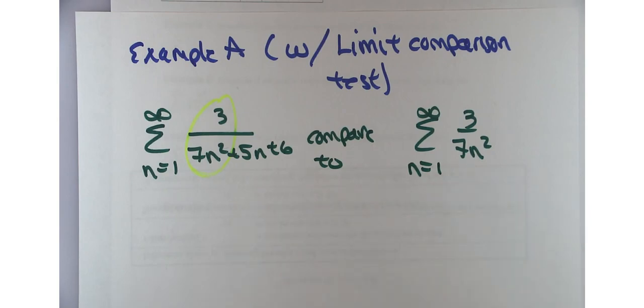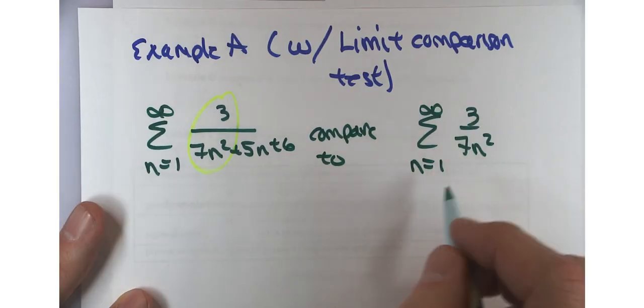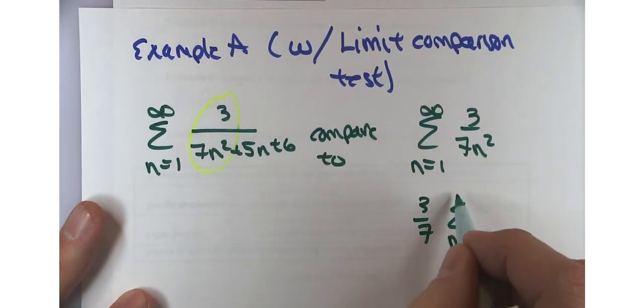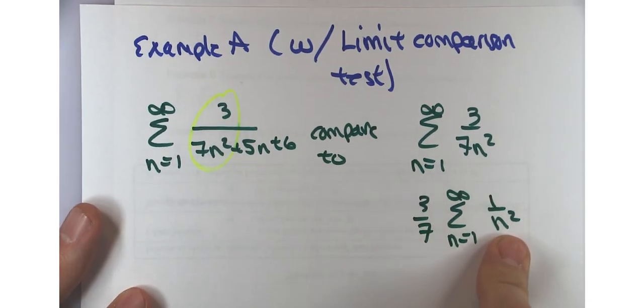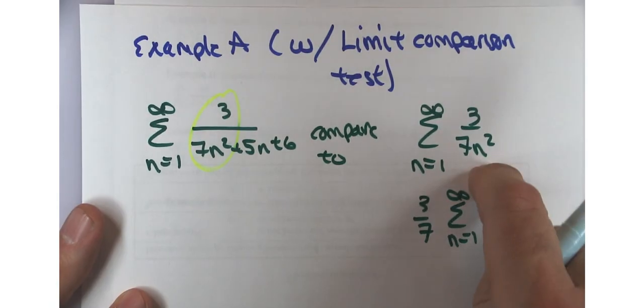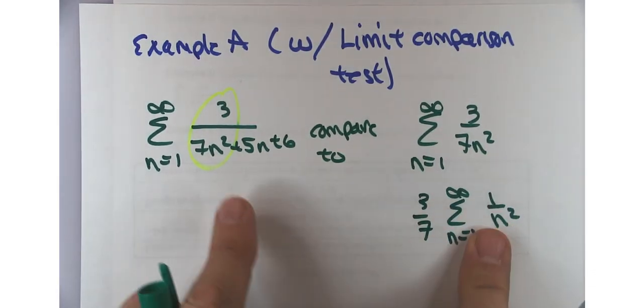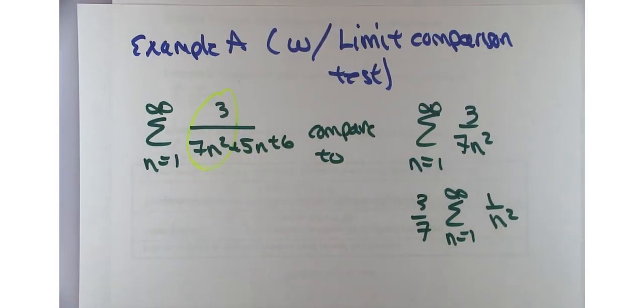You can get rid of the 7 and the 3 and just look at the part that remains, 1 over n squared. You know that's a convergent p-series. So we know this one converges. So if we can apply the limit comparison test and get a finite number, then we'll know this one converges as well. You don't have to worry about what's bigger, what's smaller. You're just going to do a little calculation of a limit.